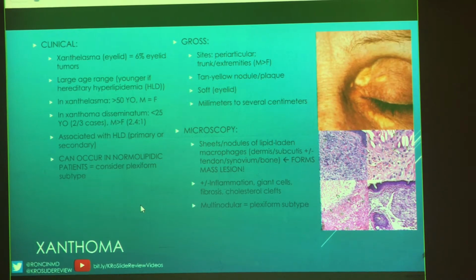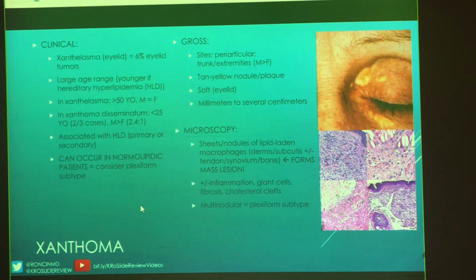Again, associated with hyperlipidemia, whether that's primary hyperlipidemia or secondary, but these can occur in normal lipidemic patients. So simply because a patient has a xanthoma does not mean that they have hyperlipidemia. But you can also think about, is it plexiform? And remember, plexiform means that we're looking at something that's a little more crazy, a little more bizarre. These tend to occur around the ears, the trunk, and the extremities, and again, trunk and extremities are more common in males. As we can see in the top picture, which is a picture of xanthelasma, these are tiny yellow nodules or plaques.